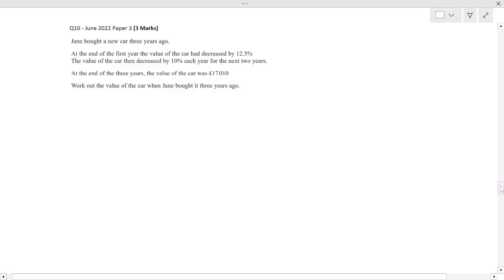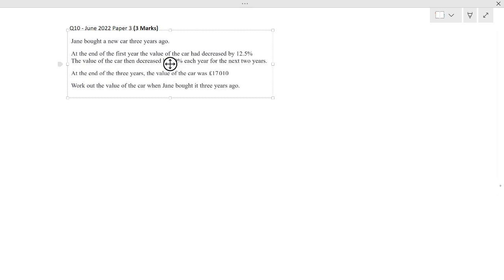But cool. Question 10 now. So we have said that Jane bought a new car 3 years ago. At the end of the first year, the value of the car decreased by 12.5%. Then it decreased by 10% every year after. After 3 years, the value of the car was this number here. Work out the original value of the car. So this is very common. Reverse percentages. We need to find the original given the percentages and the final.